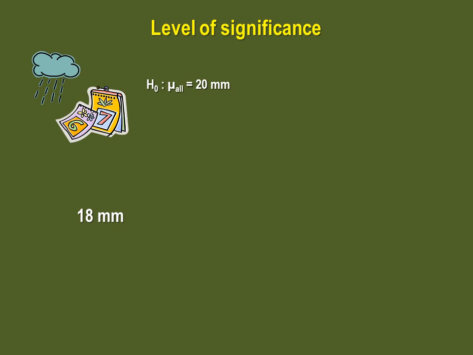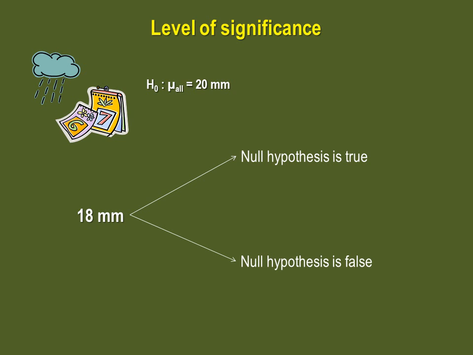So there are two possibilities. The first one is that the null hypothesis is actually true and the difference between the values is simply due to chance or natural variations in precipitation. Now, possibility number 2, that the null hypothesis is actually false and the difference is significant and not due to chance.